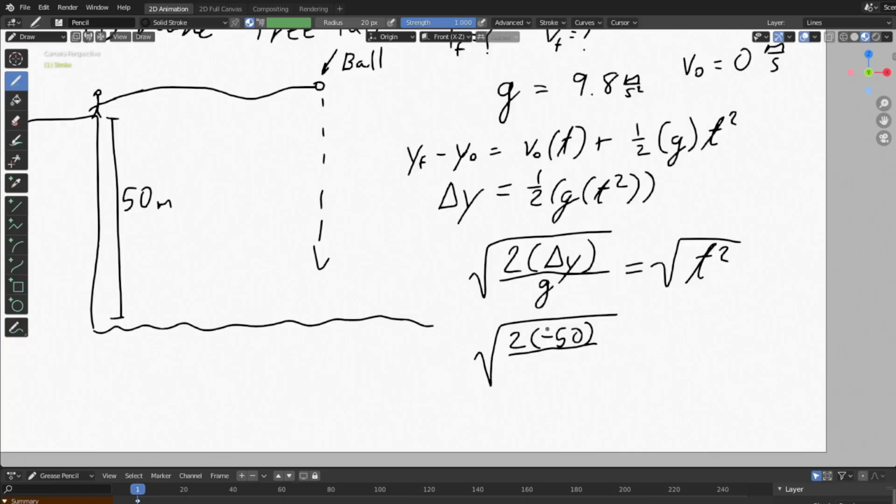So this is the part where we have to define what's up and down in this equation to make it where we actually are able to get an answer. We're going to say that up is positive and down is negative. This makes it where g is downwards. So it's actually negative 9.8 meters per second squared.